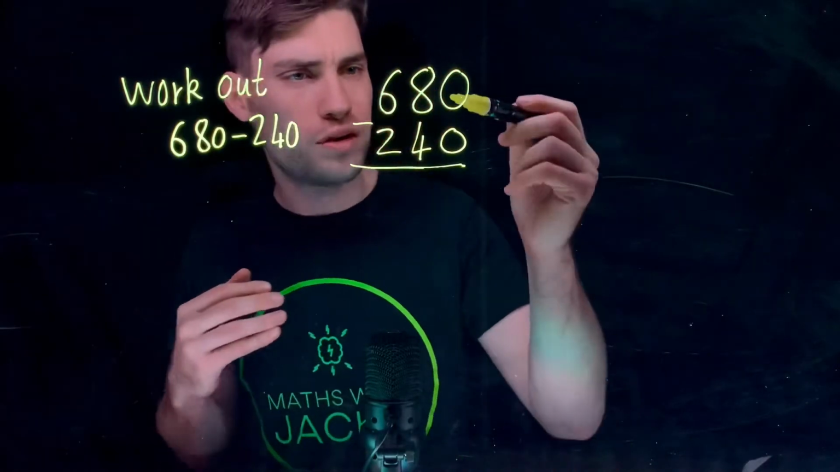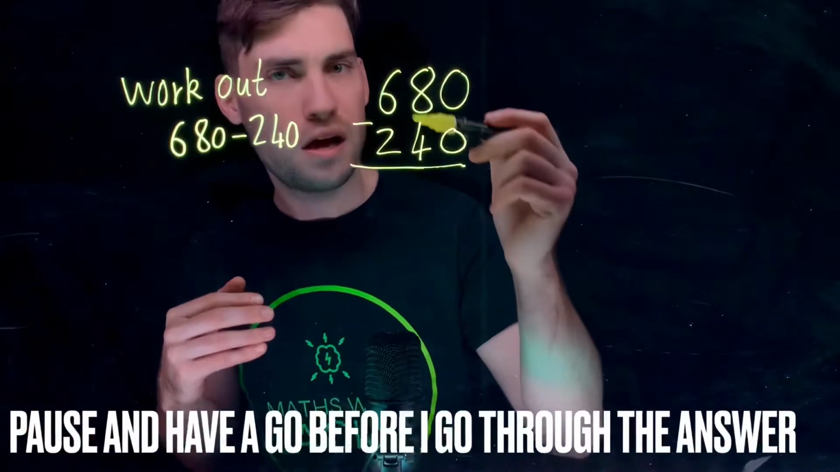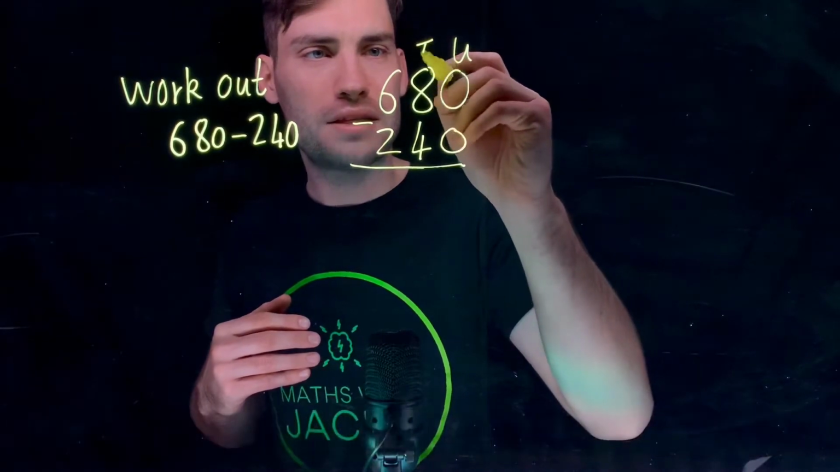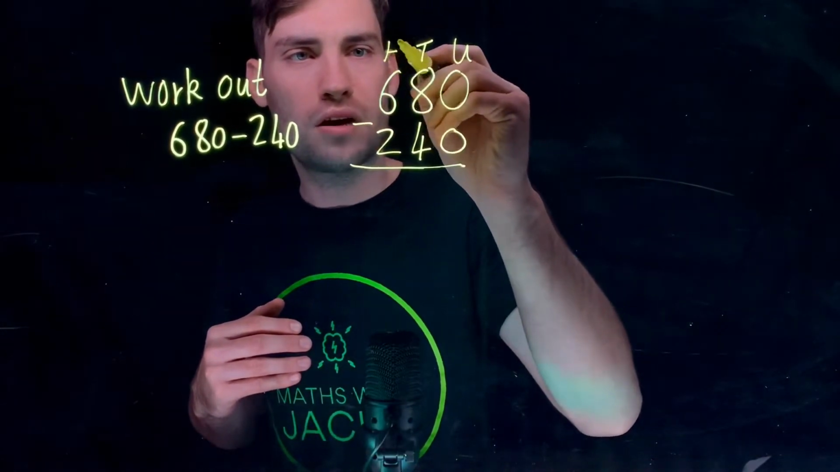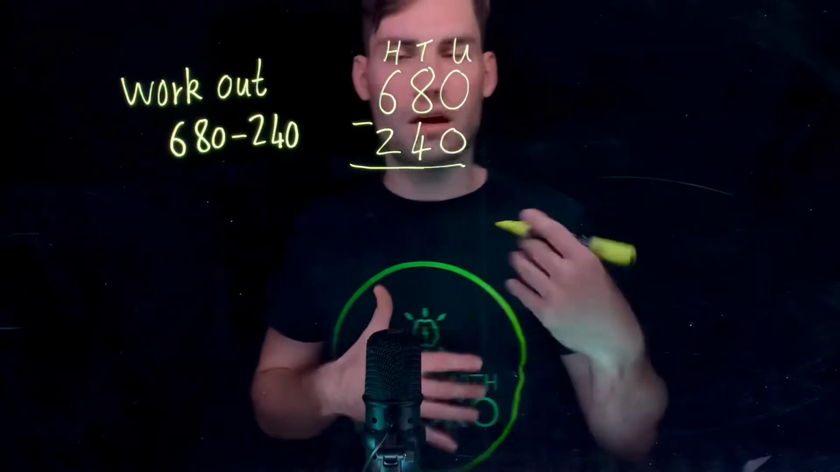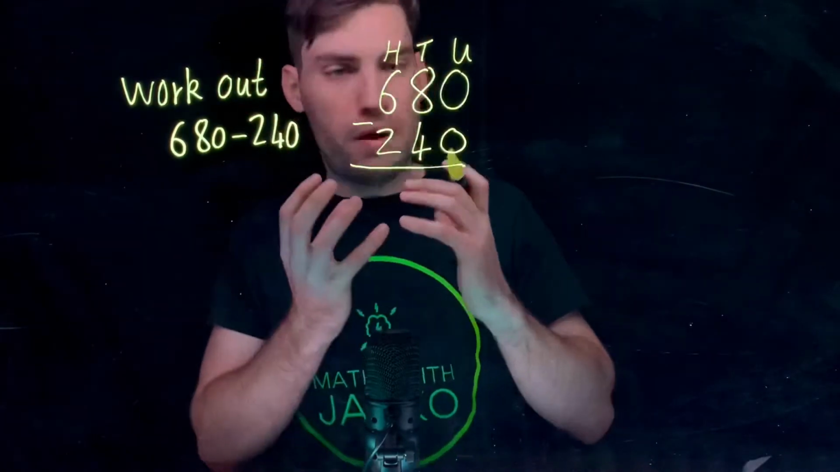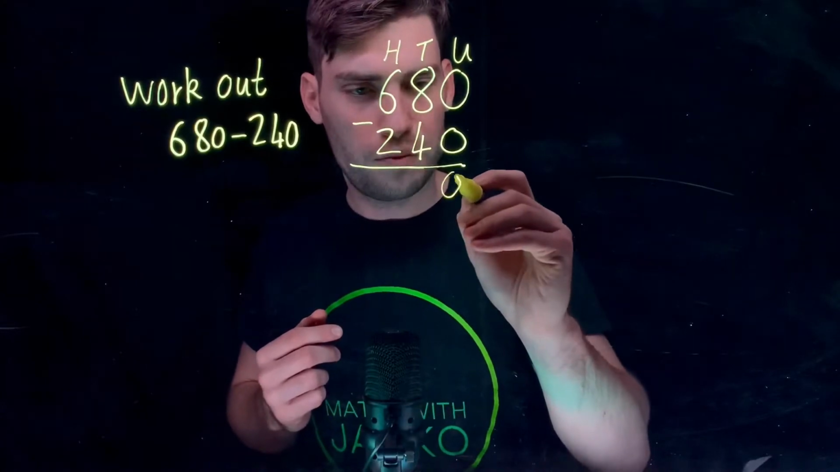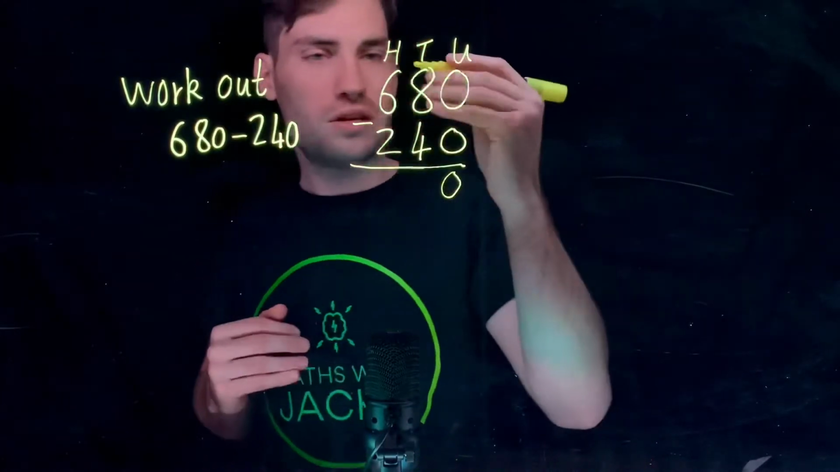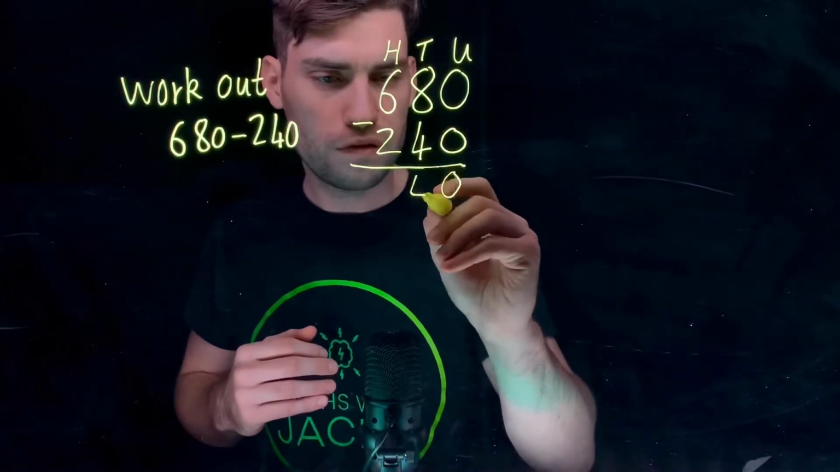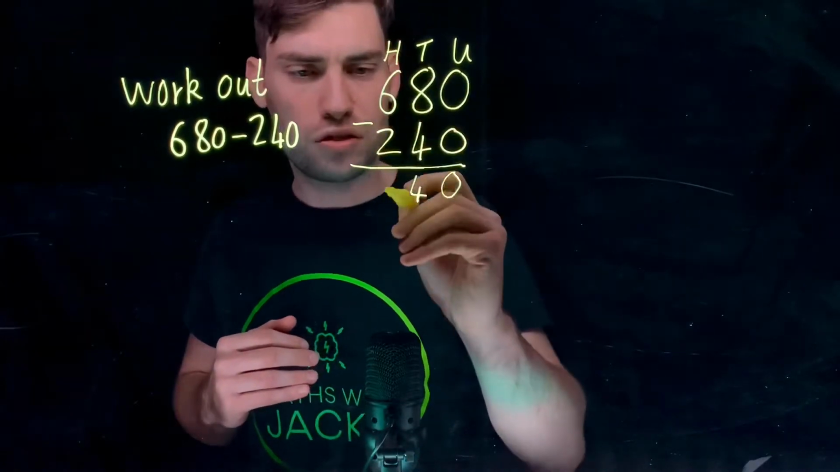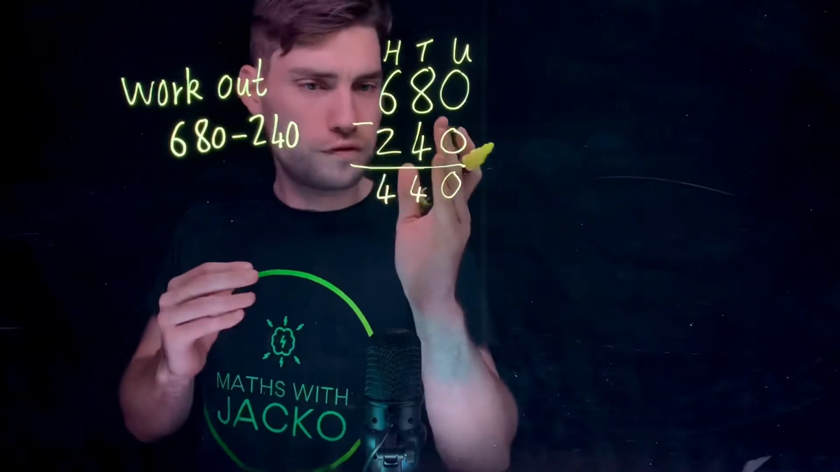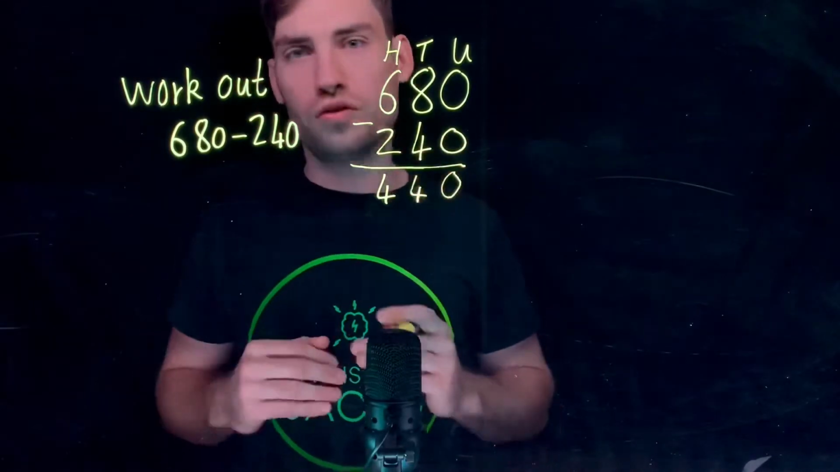Really importantly though, you can see my digits are all lined up. So I've got my units here, my tens, and my hundreds all lined up, okay? So a few things you've got to remember, okay? Like 0 minus 0, well that's just 0. And we always work down like this. 8 subtract 4 is 4. 6 minus 2 is 4. So 680 subtract 240 is 440.